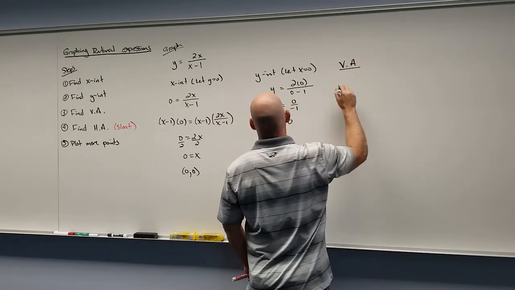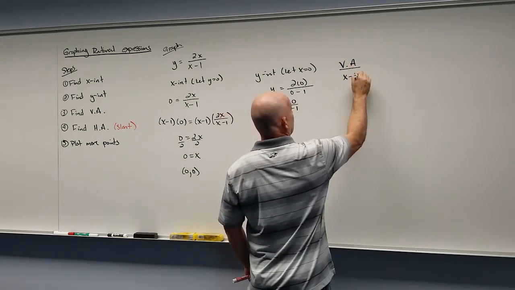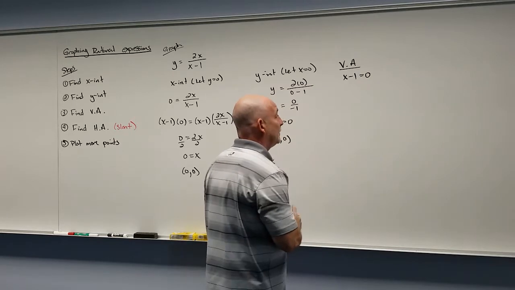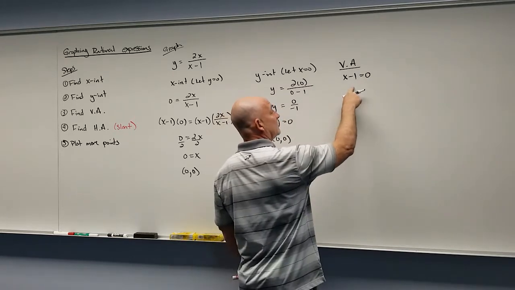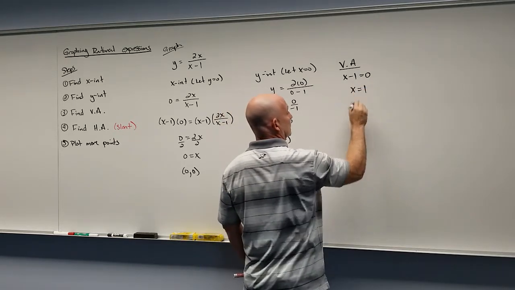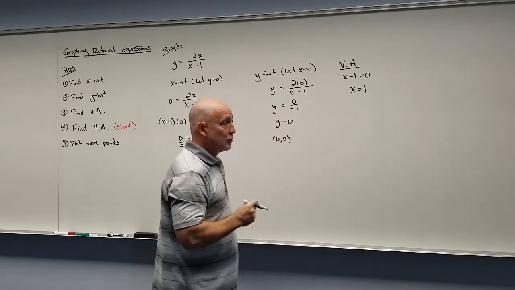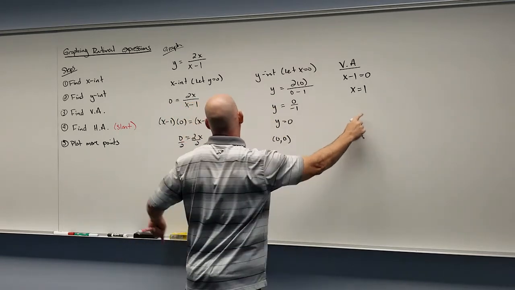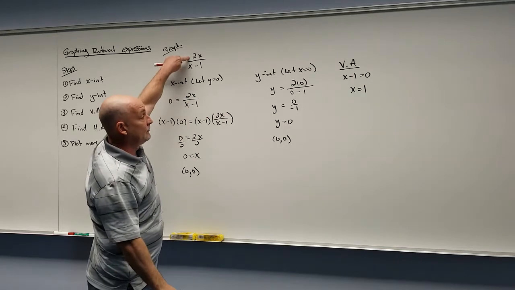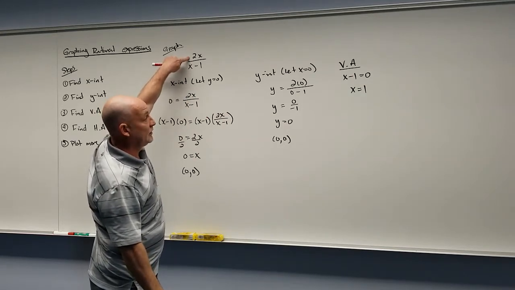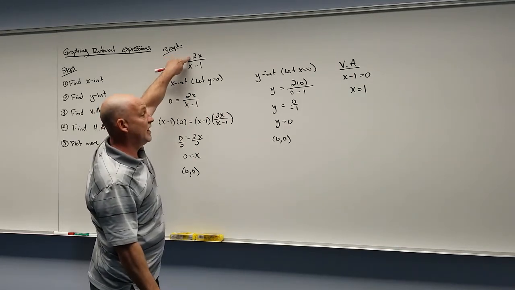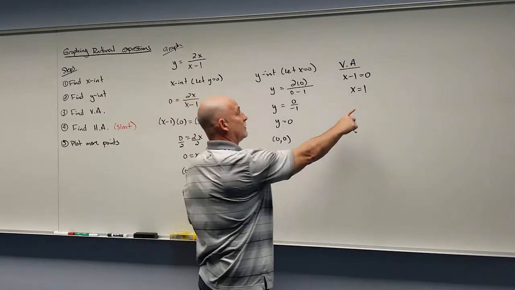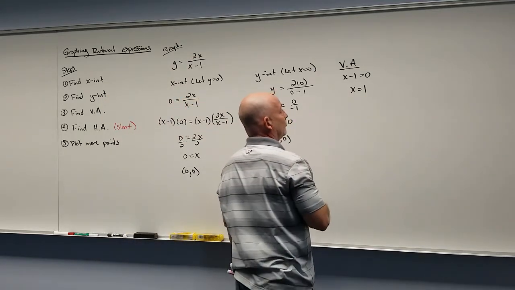For a vertical asymptote, remember, it's anywhere the denominator is equal to 0, but not the numerator. So what that means is you take the denominator, set it equal to 0, and solve. Now you want to do a real quick check here. Take this and plug it into the top. If it doesn't make the top 0, then it is a vertical asymptote. So since that makes the top equal to 2, we have a vertical asymptote at x equals 1.